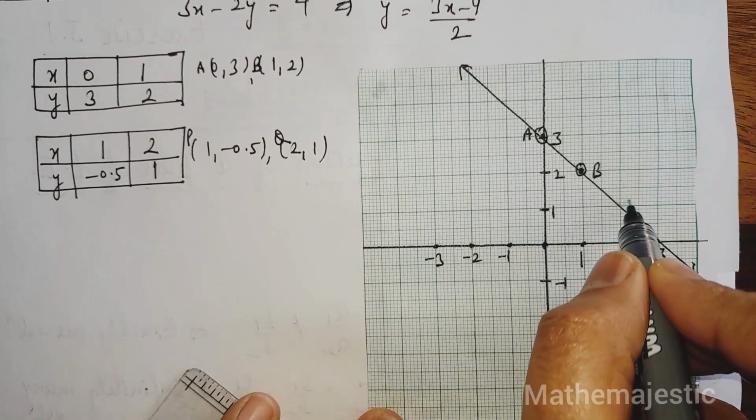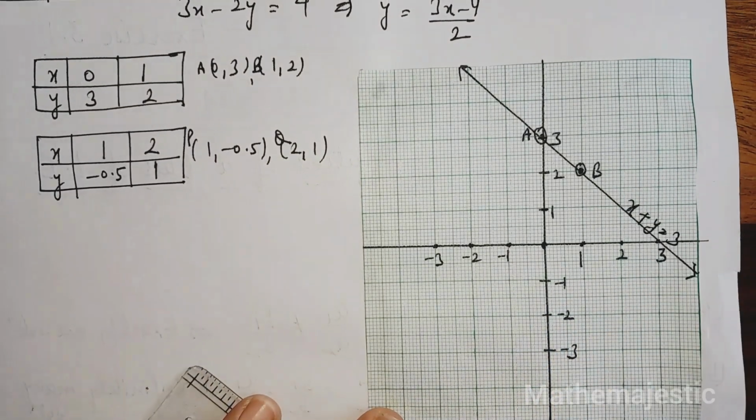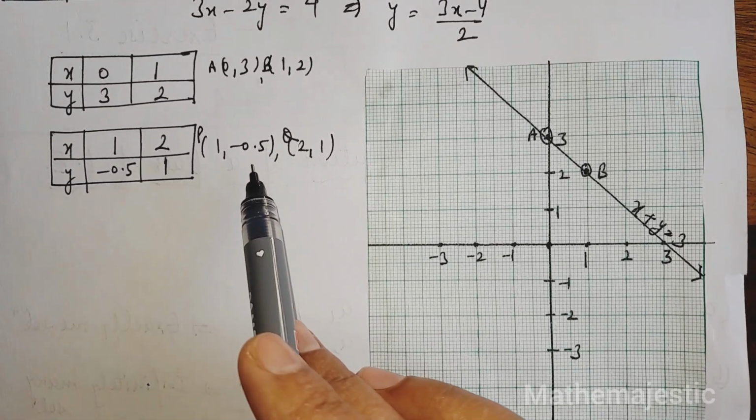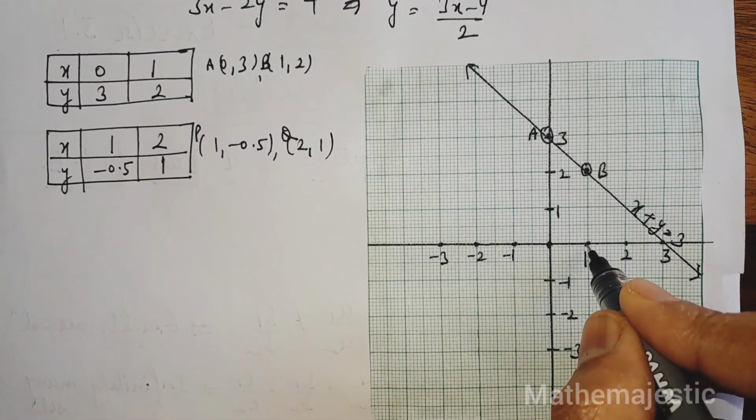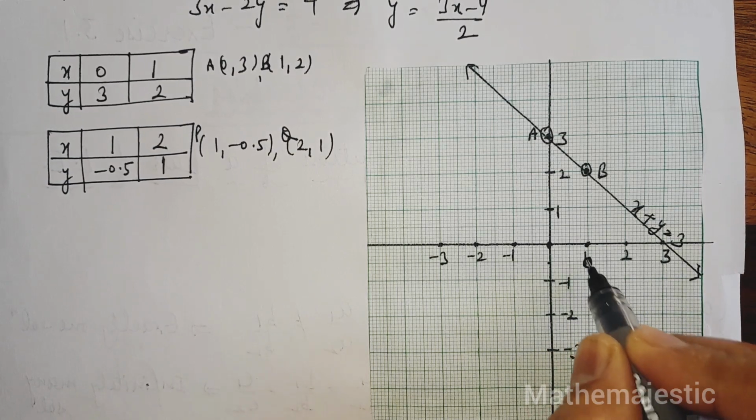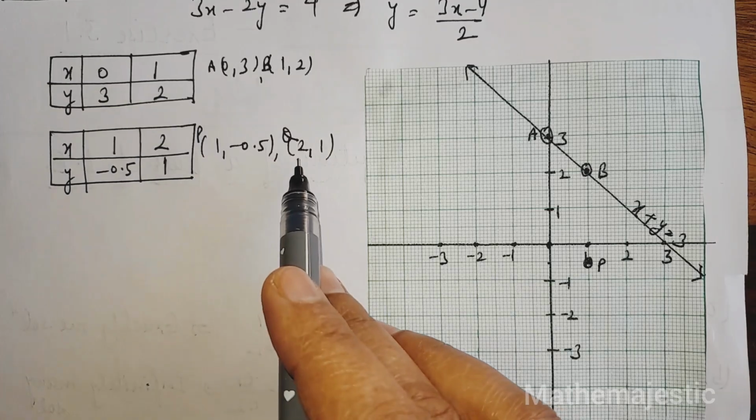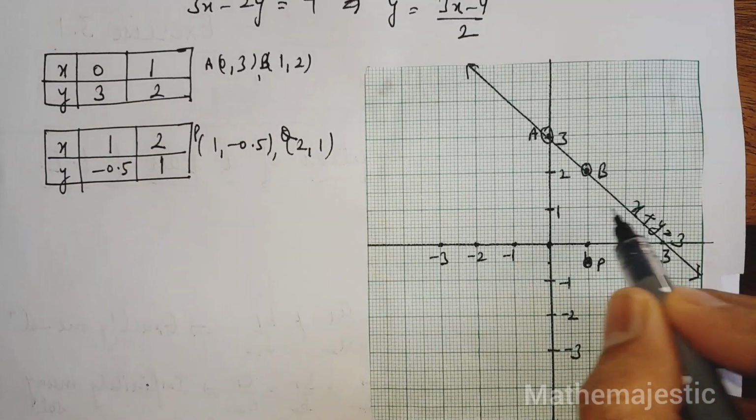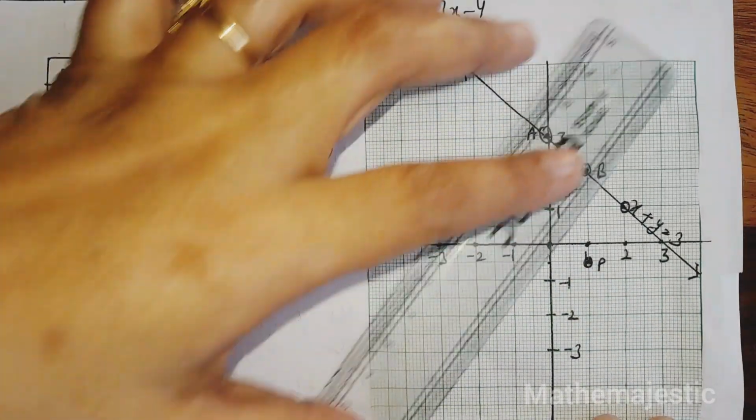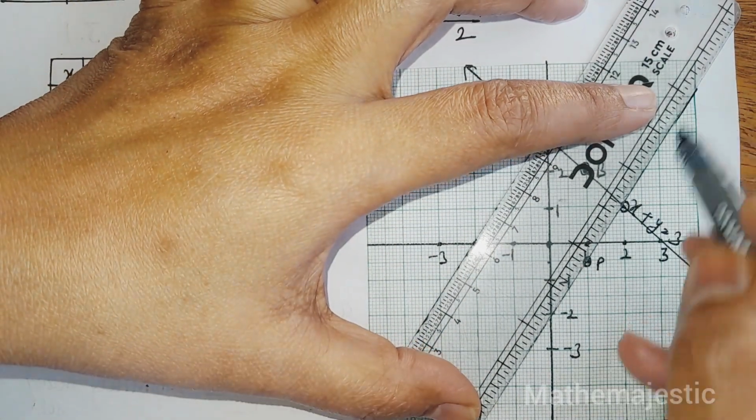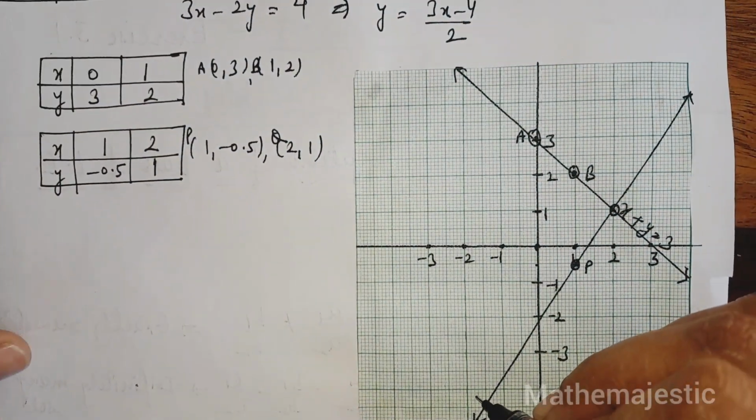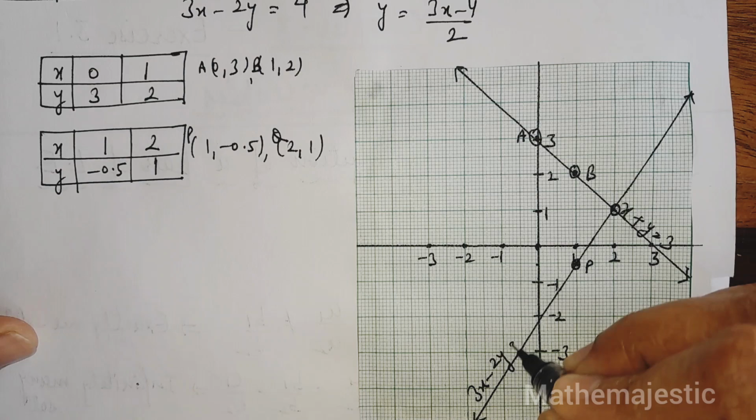You can write the equation here, x plus y equals 3. Now we will plot the second equation's coordinates. The first pair is (1, minus 0.5): when x is 1, y is minus half. So that will be here between these, and this is the point P. And for x is 2, y is 1, this will be the point Q. If we join these two points, we get a straight line like this. This line represents the second equation, 3x minus 2y equals 4.